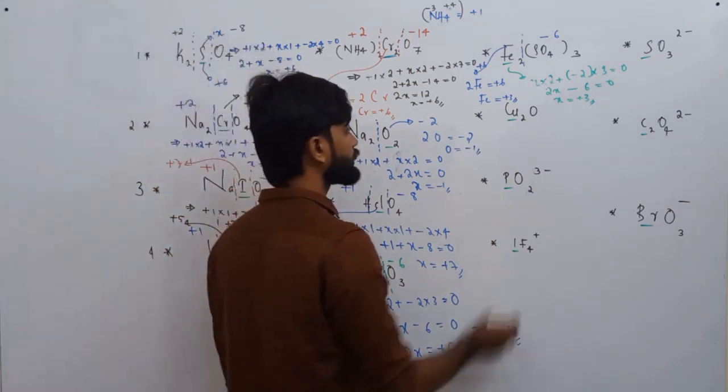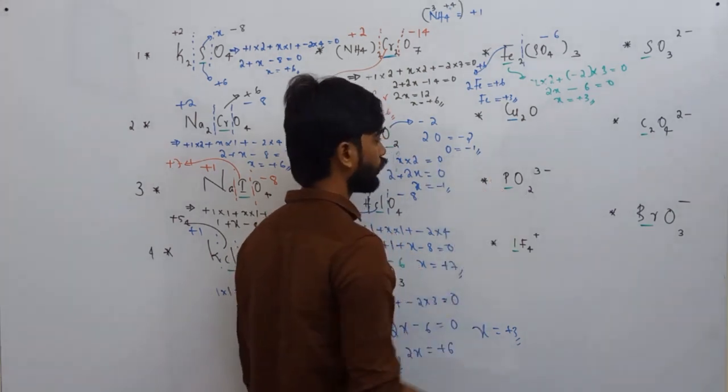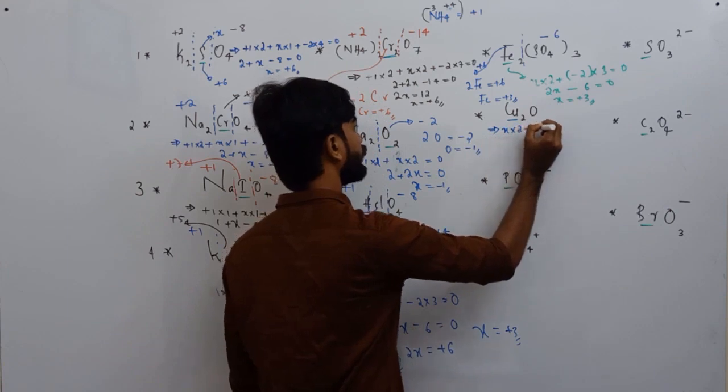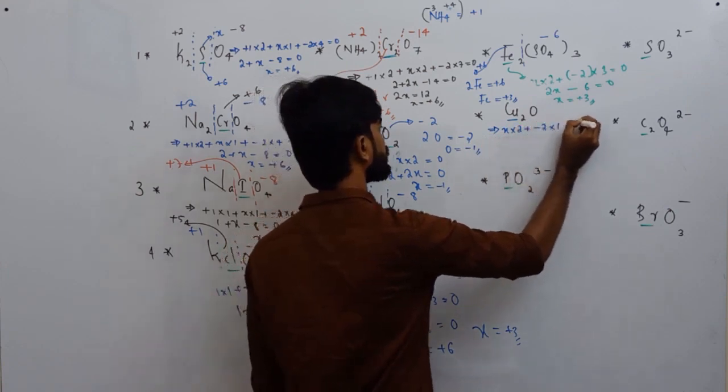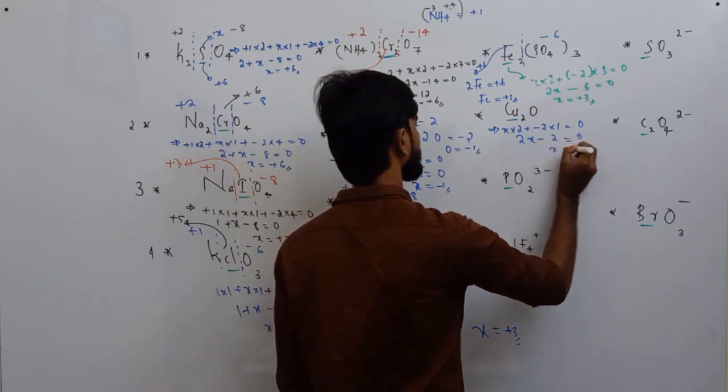Ready. The next is Cu2O. You're asked to find the oxidation state of copper. Let it be X. So X into 2 plus minus 2 into 1, which is equal to 0. So 2x minus 2 equal to 0. So x is equal to plus 1.